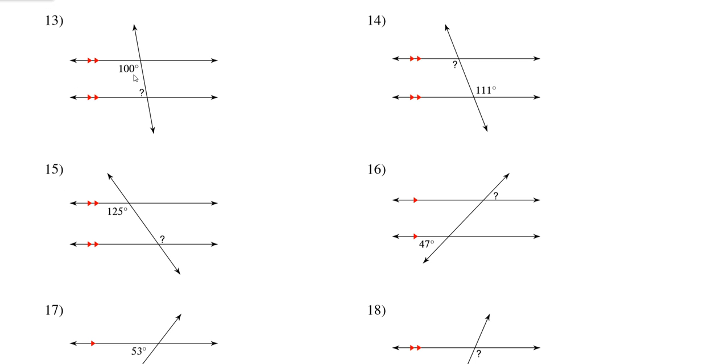Number 13, these are same side interior. So same side interior, they must add to 180. So I'm going to say that this is x degrees. So 100 plus x needs to give me 180. And I know many of you are probably sitting there going, well, obviously it's 80. Okay, yes, it's 80, but I'm just going to solve this anyway. Subtract off the 100 from both sides of the equation, and you get x equals 80. So yep, that one is 80 degrees.